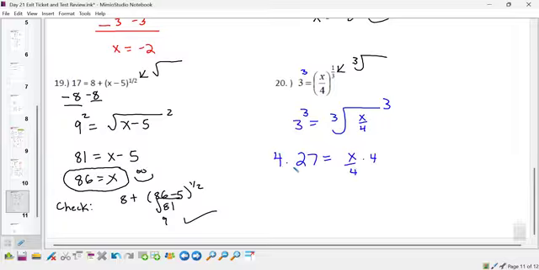So for those of you who are having a moment, oh my God, 4 times 27. Well, I know that 4 times 20 is 80. And I know that 4 times 7 is 28. So this is going to be 108.